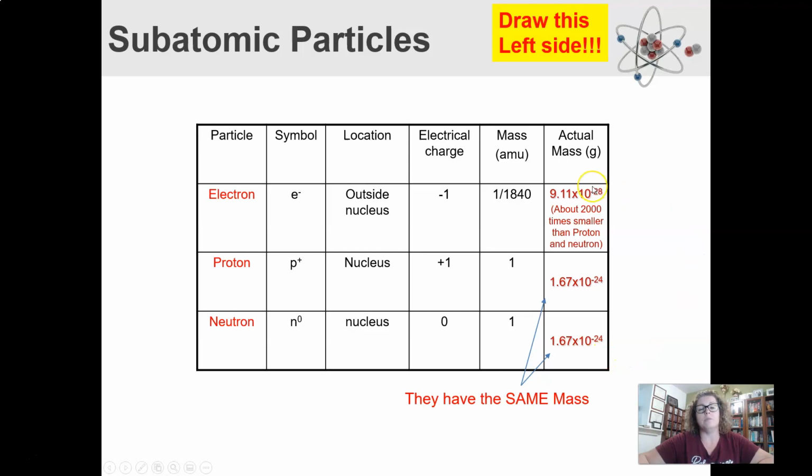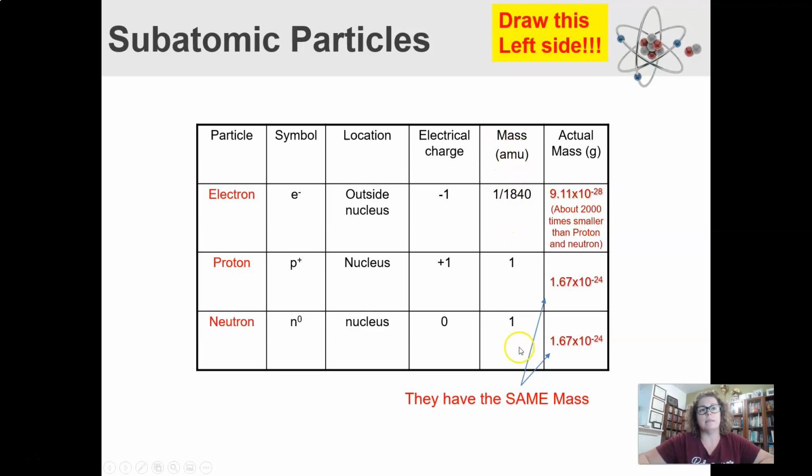Now why don't you compare it to an electron? Remember the electrons take up all that space outside the nucleus, but they can move really, really fast. So it should make sense they're lighter. And how much lighter are they? Well, you see 9.11 times 10 to the -28. Let's not memorize numbers, but what does that mean? Compare it to the protons and the neutrons. You're talking about something that's 2,000 times smaller than a proton and a neutron. When I say smaller, I mean in mass. It is smaller in mass, okay?